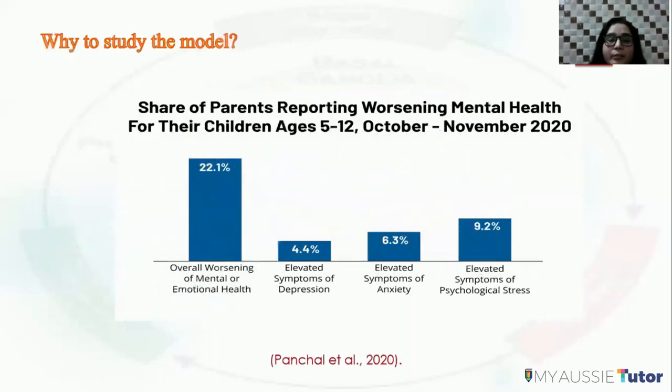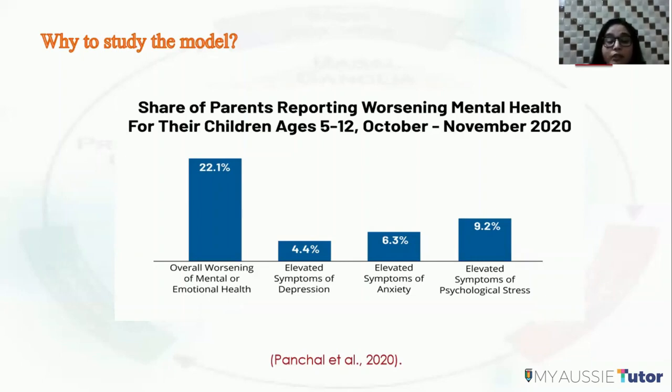Further, we'll discuss why there is a need to study the disease model of addiction. There is a share of parents who are reporting worsening mental health among their children, especially those aged 5 to 12. These are reports from 2020, conducted by Panchal et al. The results show that around 22.1% of children show overall worsening of mental or emotional health. Around 4.4% of children show elevated symptoms of depression. Moreover, 6.3% show elevated symptoms of anxiety among children aged 5 to 12, and 9.2% of children also show elevated symptoms of psychological stress.